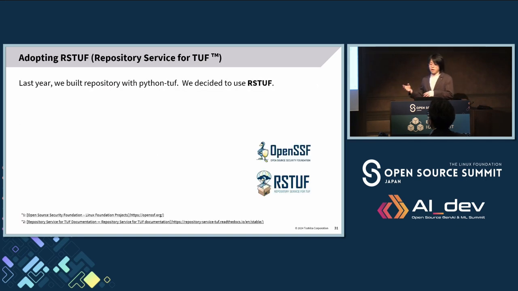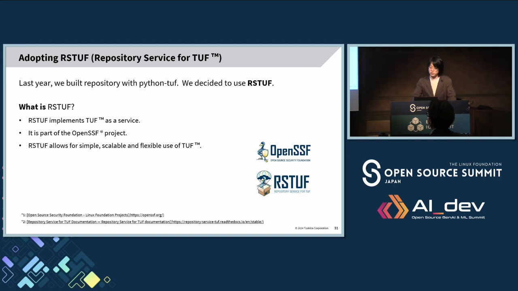And I'd talk about the server side information. Last year, we built our metadata server with Python TUF. Python TUF is a reference implementation of TUF. However, we decided to use a repository service for TUF. We call it RS TUF. RS TUF implements TUF as a service, providing a simple, scalable, and flexible use of TUF for software updates.